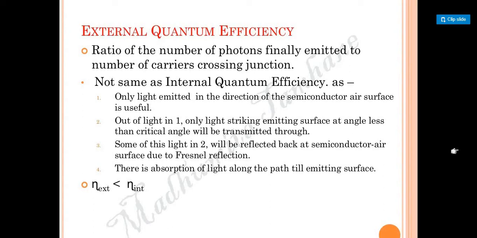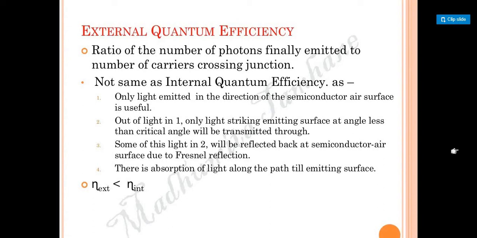Whatever light is there internally is going to emit in all directions of the semiconductor. That is where the air surface is useful. Out of the light, in the first region, only the light striking the emitting surface at an angle less than the critical angle is emitted. The angle is less than the critical angle. If you want to find the analysis in that particular direction, that also can be obtained by using this phenomenon. Next, some of the light in the second region will be reflected back at the semiconductor. In internal quantum efficiency, this is going to happen at that particular point. At the semiconductor's edge surface, due to the Fresnel reflection, this is going to happen.